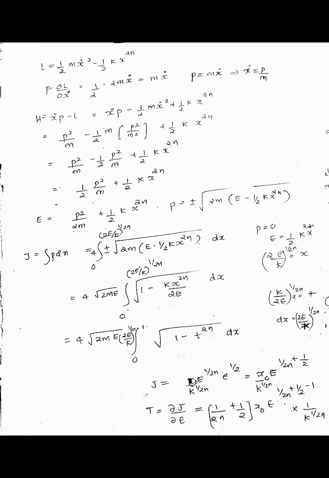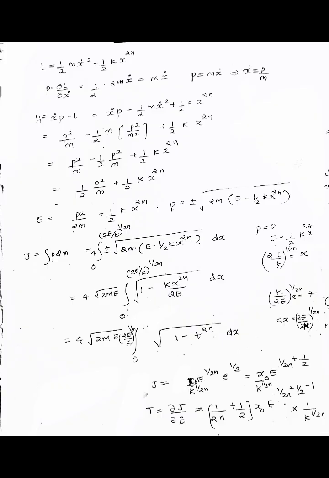Here we substitute (k/2e)^(1/2n) into x is equal to t, that is dt is equal to (k/2e)^(1/2n) dx. Substituting all these values in this equation, we can write it as 4 into root 2me into (2e/k)^(1/2n) into the integral from 0 to 1 of square root of 1 minus t^(2n) into dt. Taking all the constants outside and writing it as x naught, we can write j as equal to x naught by k^(1/2n) into e^(1/2n) into e^(1/2), that is equal to x naught by k^(1/2n) into e^(1/2n plus 1/2).